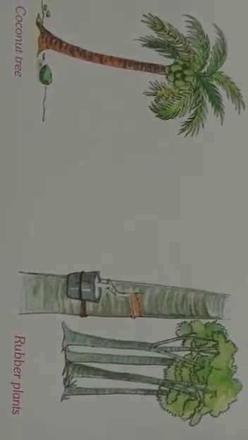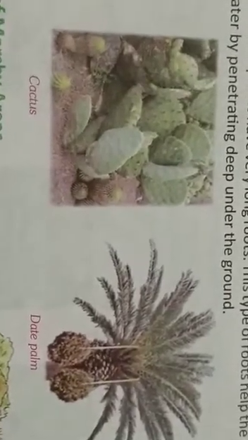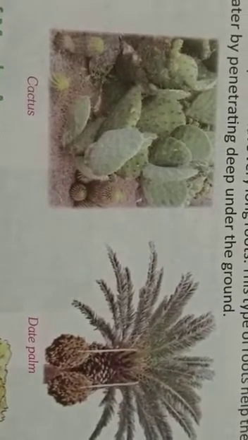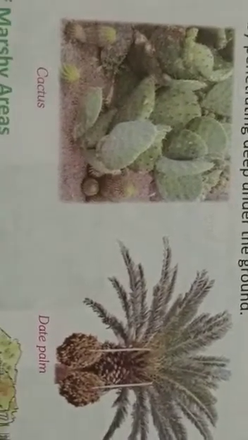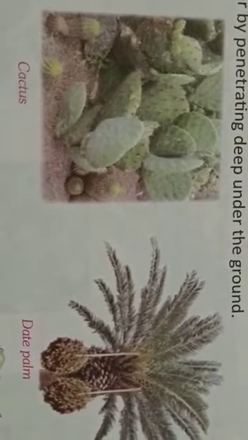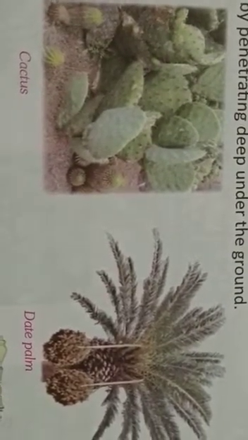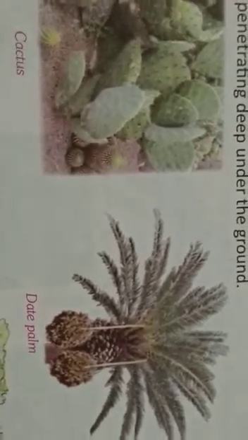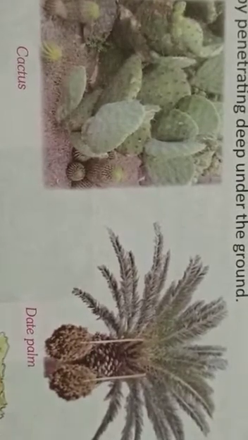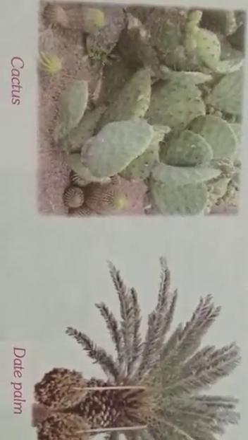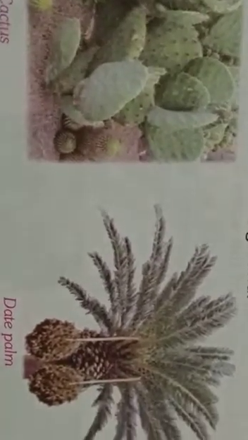Now, plants of desert. Plants like cactus, date palm, babool and kikar grow in desert. These plants develop special features which help them to survive in desert without water for many days. Number 1, the leaves of desert plants are reduced to spines. This feature helps to reduce water loss from the plant.